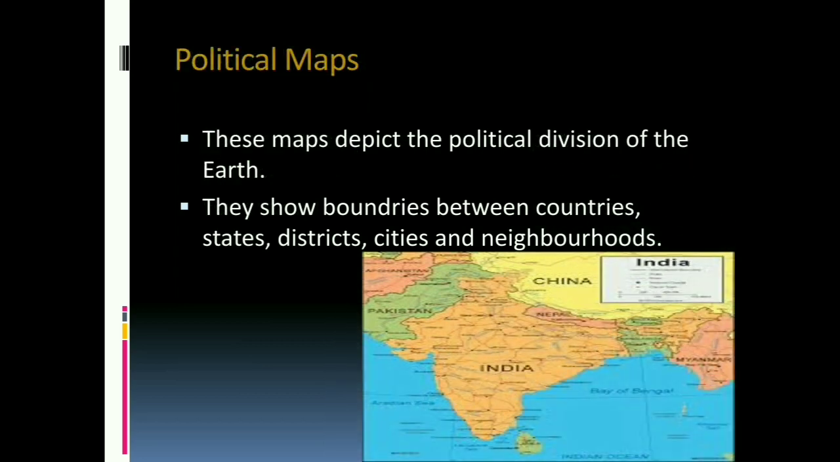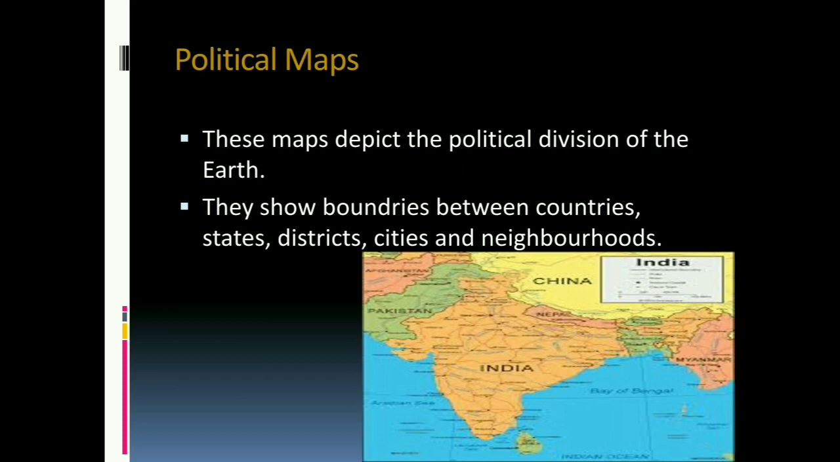Now we come to the political map. These maps depict the political division of the earth. They show boundaries between countries, states, districts, cities and neighborhoods. The other details of rivers, mountains, etc. are very few or non-existent on such maps.